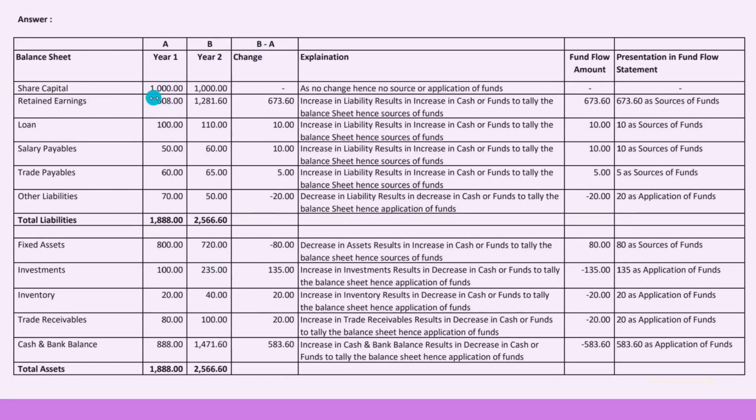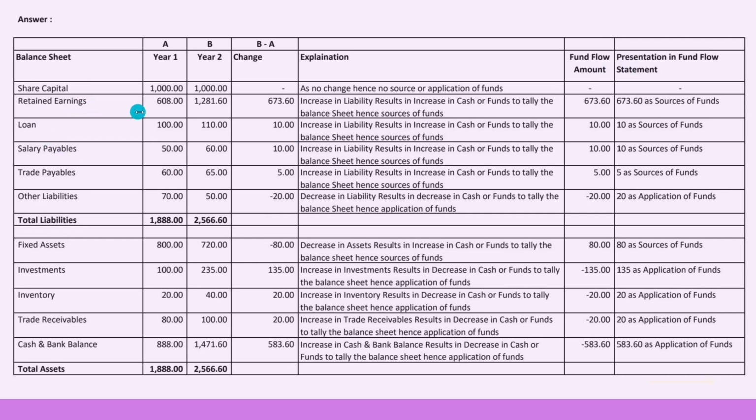So share capital of year 1 is 1000, year 2 is also 1000. So there is no change between the 2 years. As there is no change, there are no sources or application of funds, and the fund flow amount is dash. So the presentation in the fund flow statement is dash.